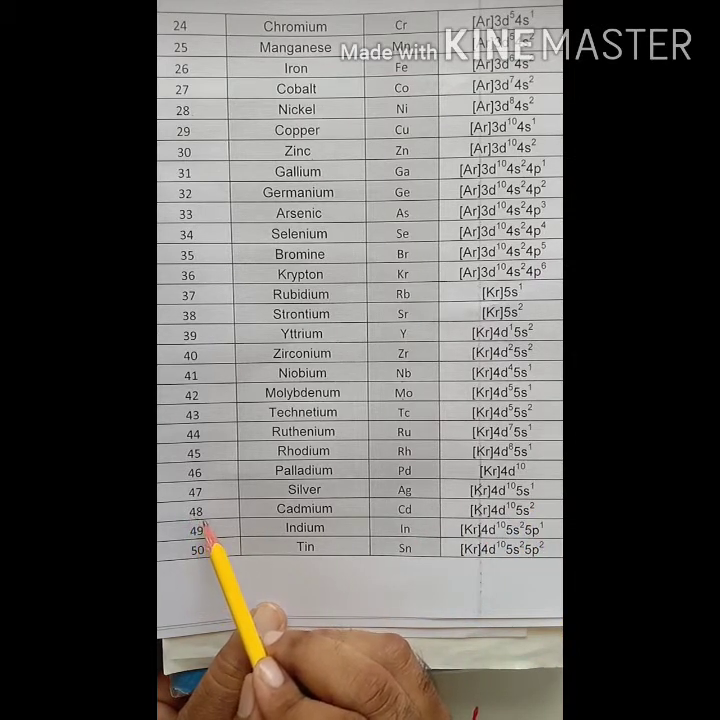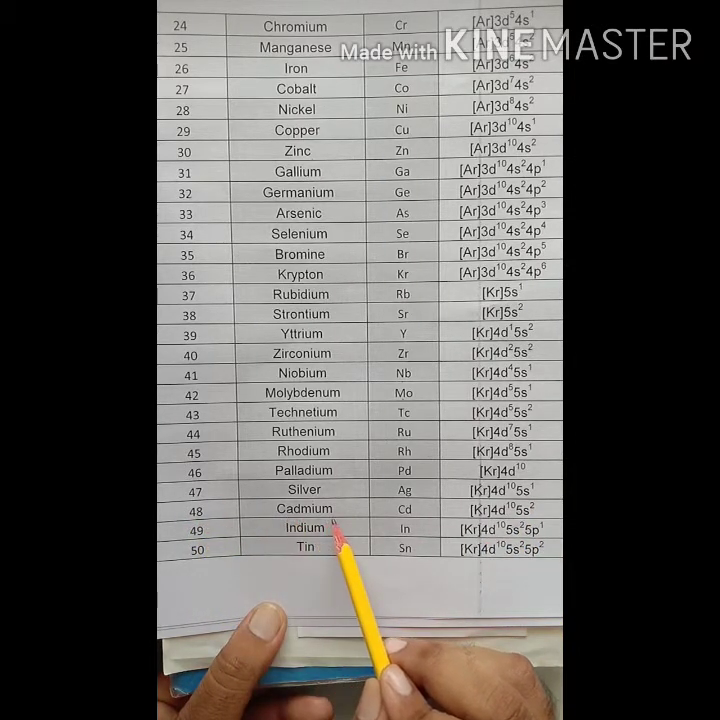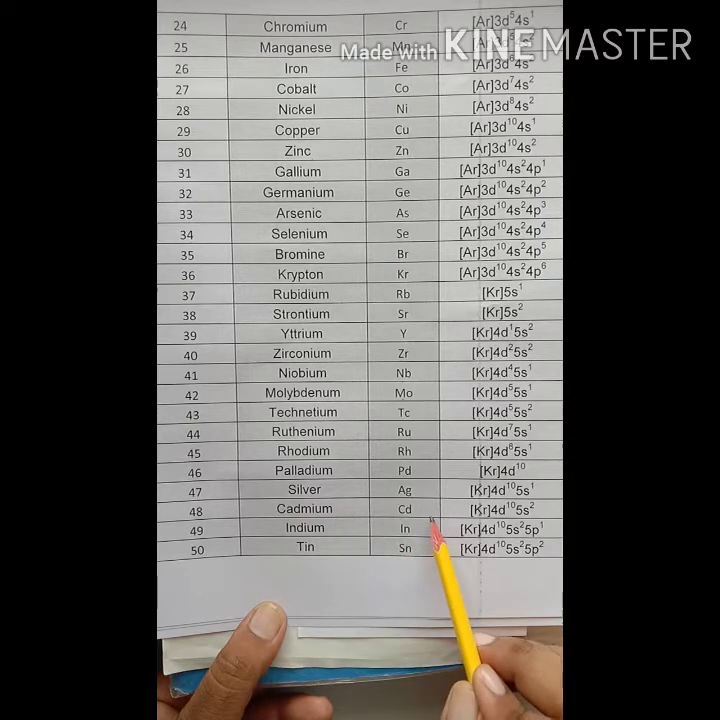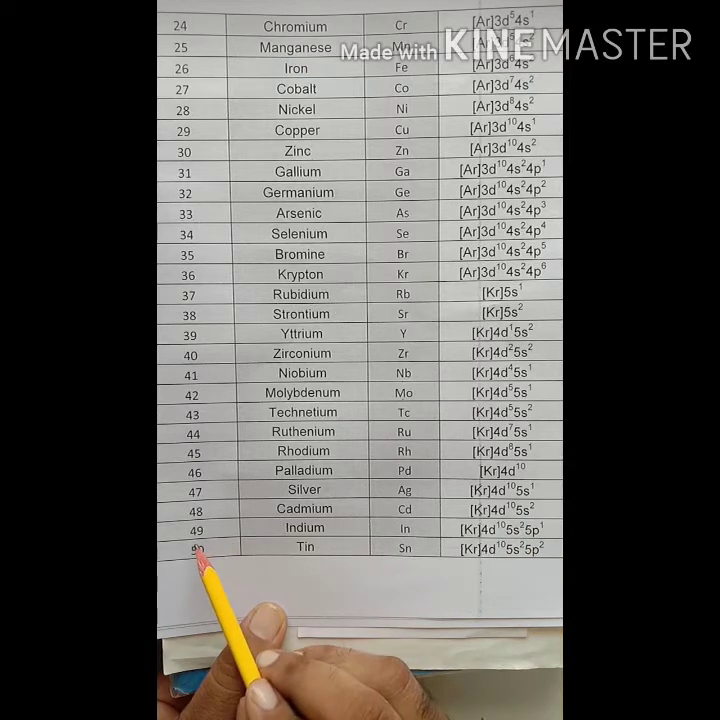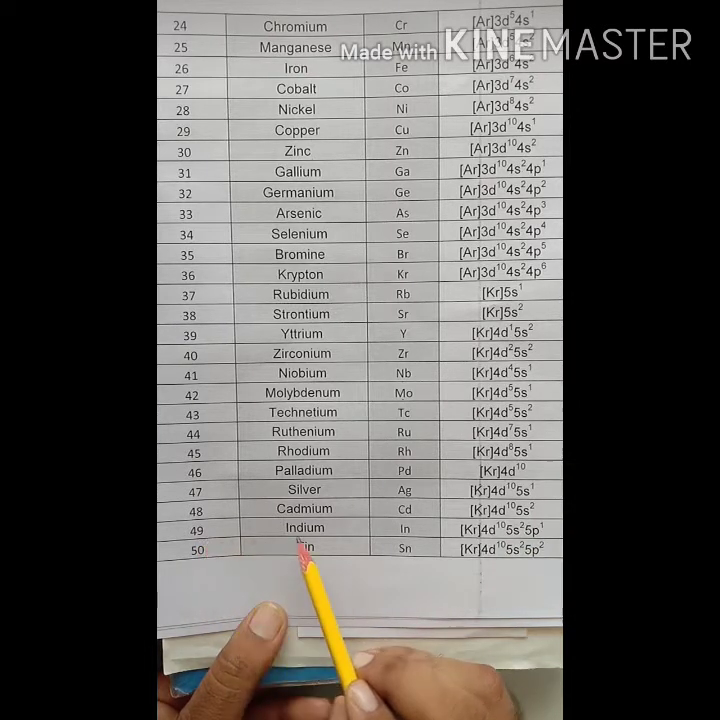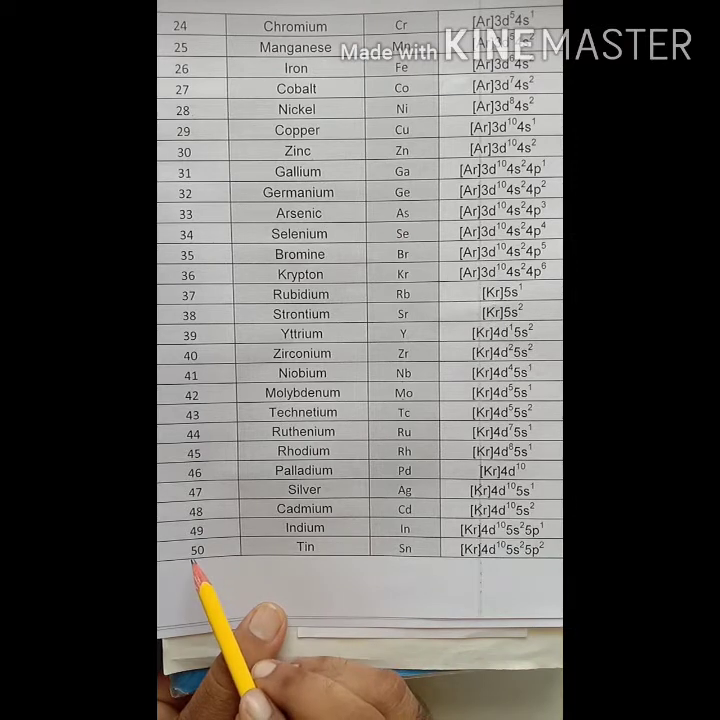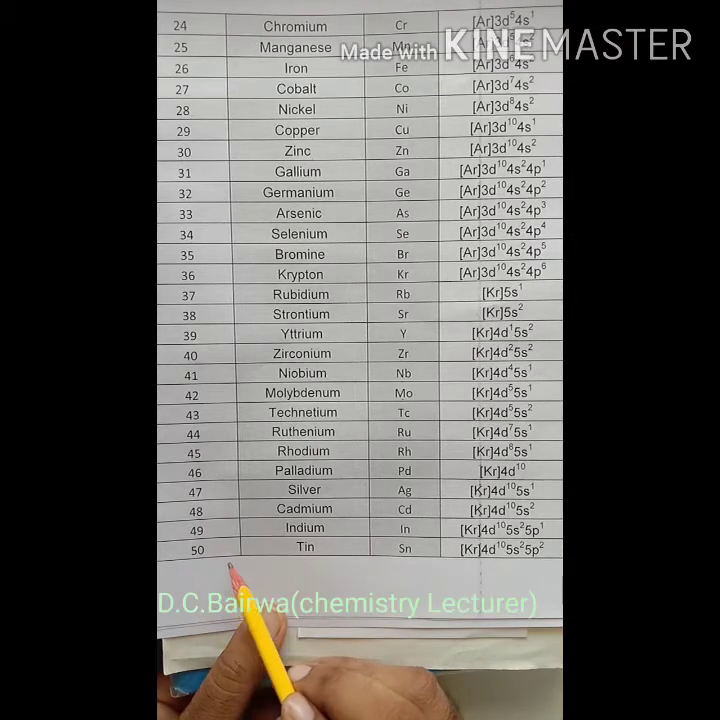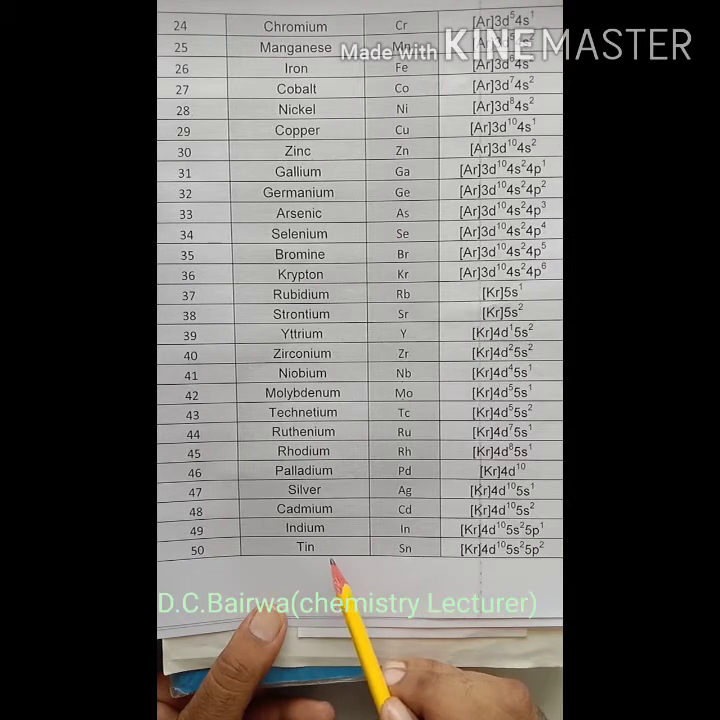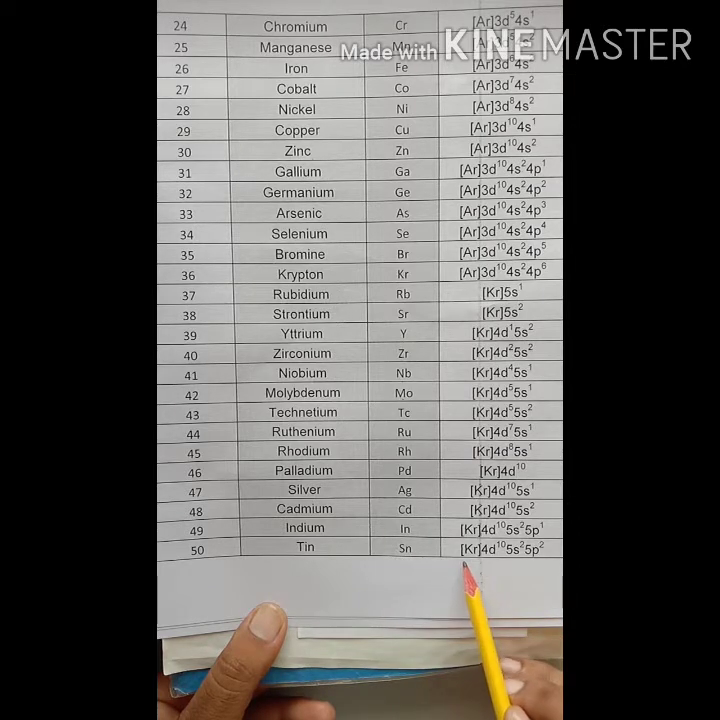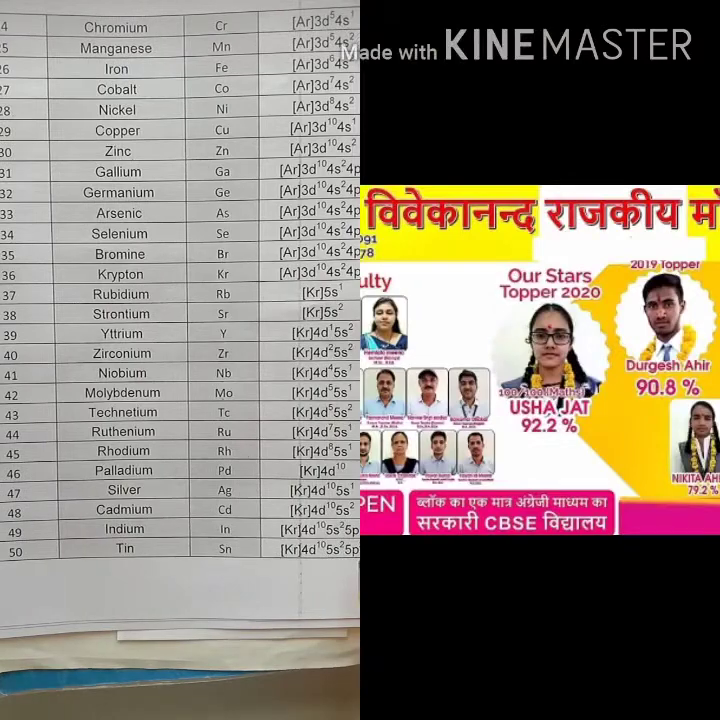Next atomic number is 48. Name of element is cadmium. Symbol is Cd. Electronic configuration is Kr 4d10 5s2. Next atomic number is 49. Name of element is indium. Symbol is In. Electronic configuration is Kr 4d10 5s2 5p1. Next atomic number is 50. Name of element is tin. Symbol is Sn. Electronic configuration is Kr 4d10 5s2 5p2.